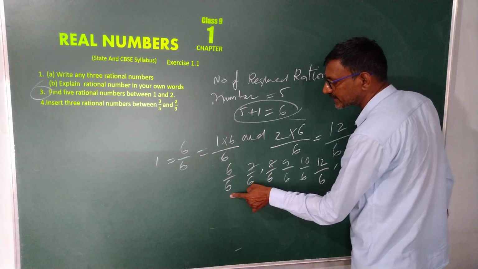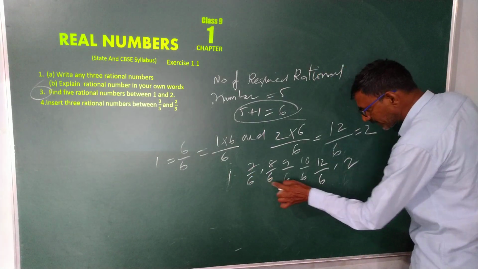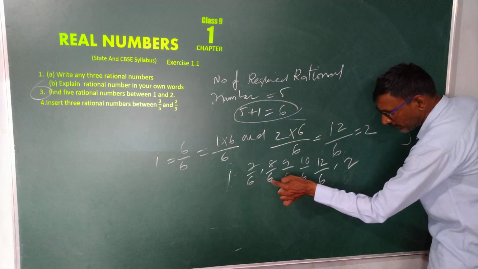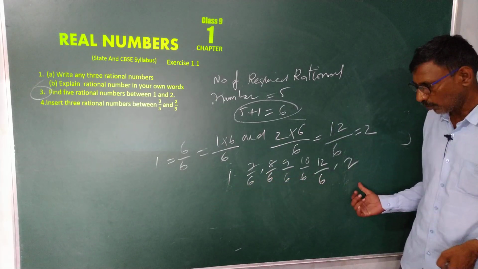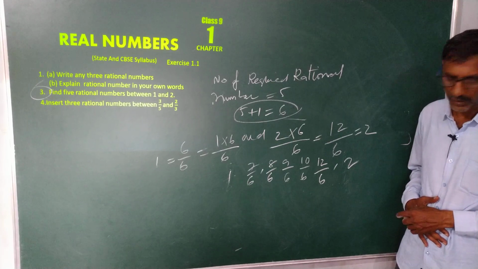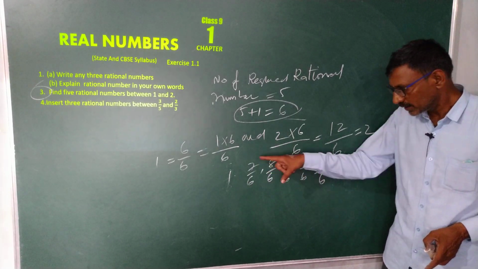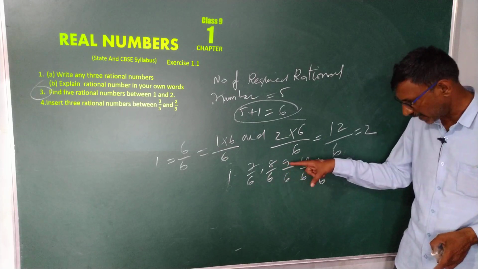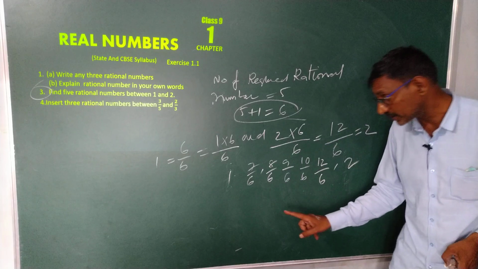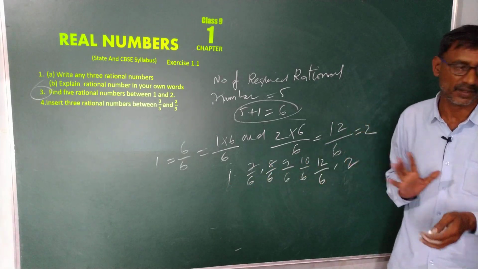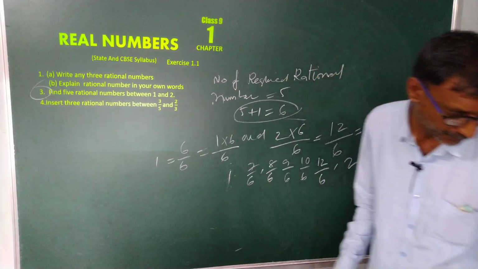Here 6 by 6 is nothing but 1. How many rational numbers lie between? 1, 2, 3, 4, 5. Exactly 5 rational numbers lie between 1 and 2. You should write 7 by 6, 8 by 6, 9 by 6, 10 by 6, 11 by 6. All the 5 rational numbers lie between 1 and 2. Now coming to the next problem.